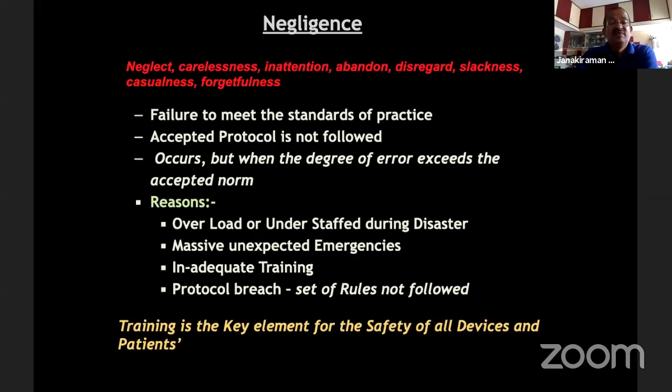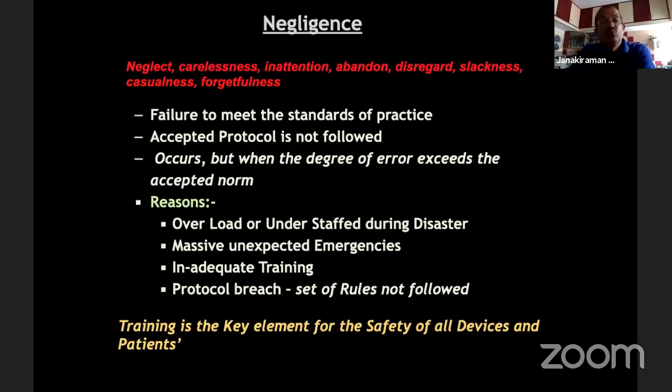Every 6 months, a machine is to be tested. If it is not tested, it is an error. If even the second session comes after 1 year, and you are only then checking the performance of the machine, it is negligence.